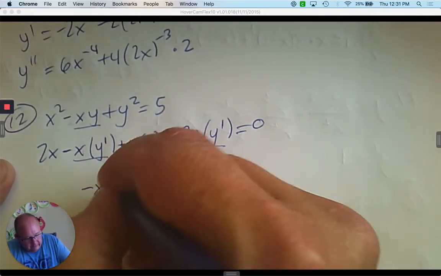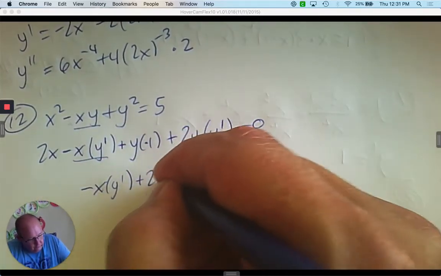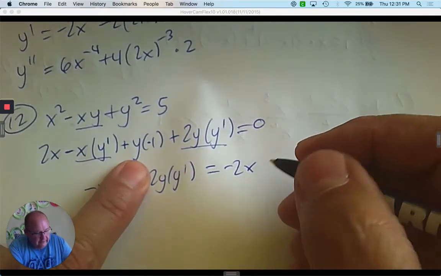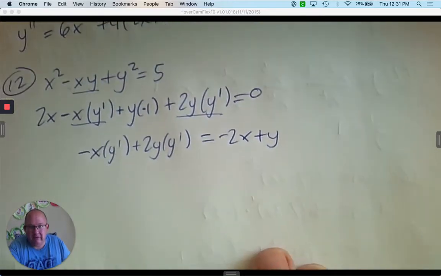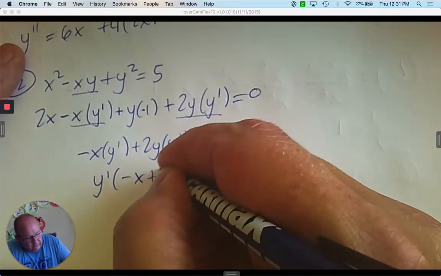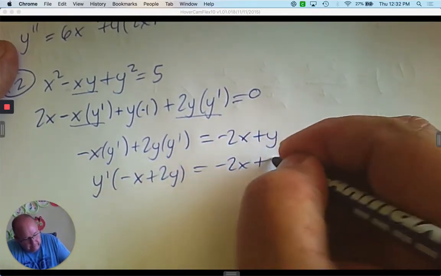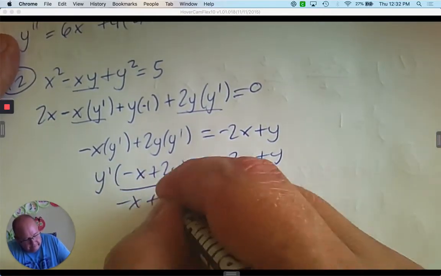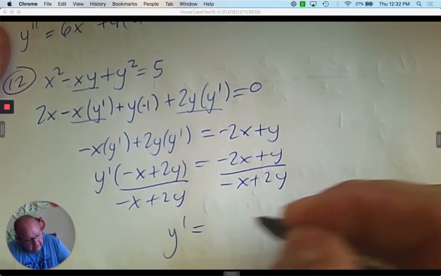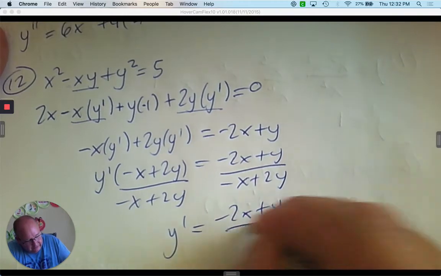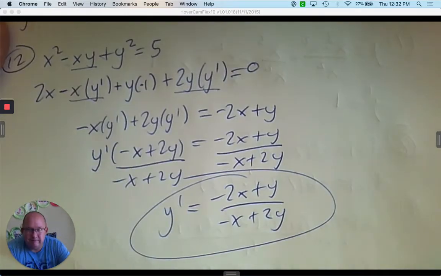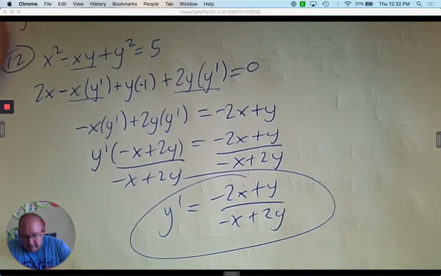Now some algebra to get y prime by itself. So negative x y prime plus 2y y prime, they're going to stay. I'm going to subtract 2x, and that's negative y, so I'm going to add y to the other side. Then I'm going to factor out a y prime, that's negative x plus 2y. And then the last step is to divide. And now you found the derivative implicitly. And most of the time, your answer is going to have x and y in it. So don't be discouraged by that, and you have your answer. Number 13.